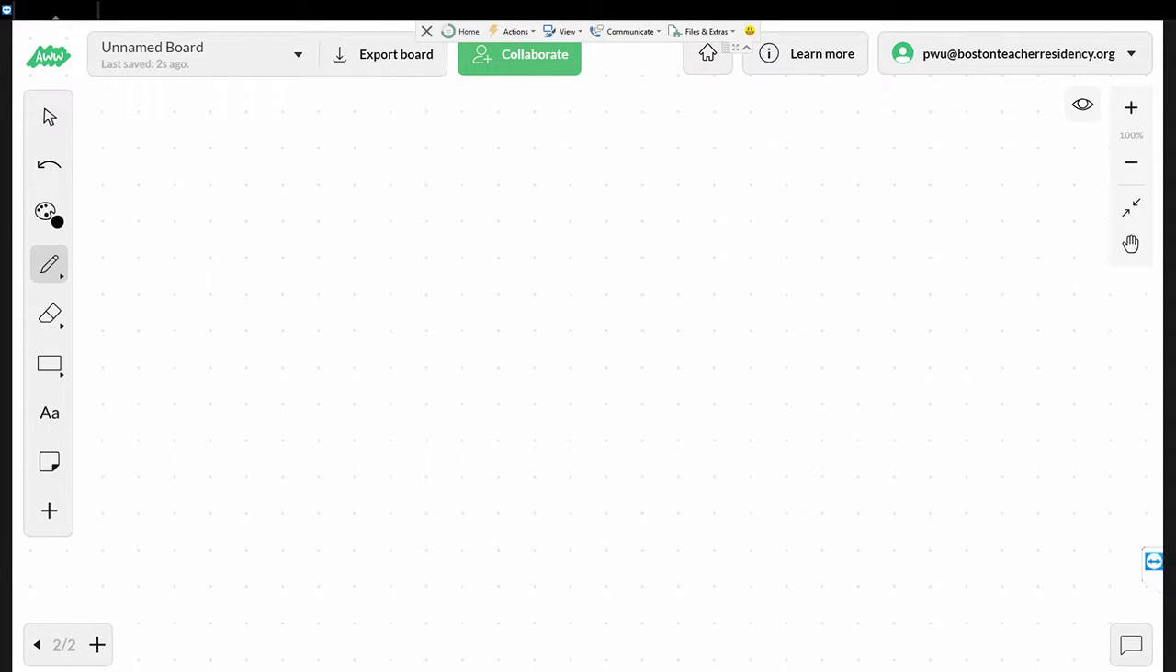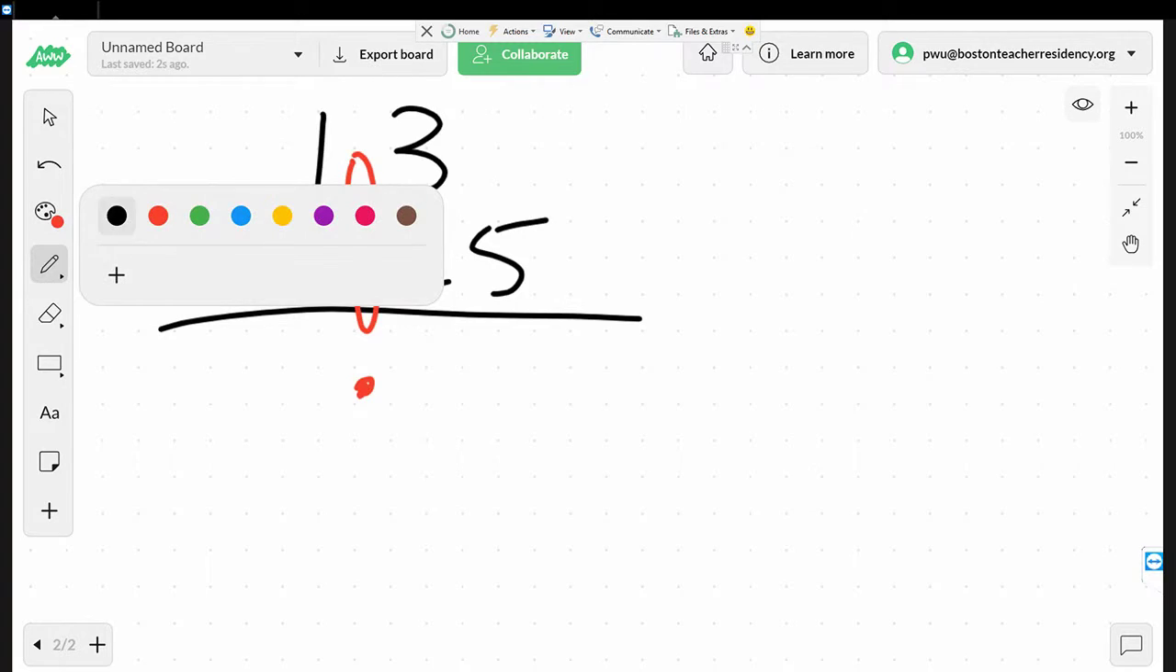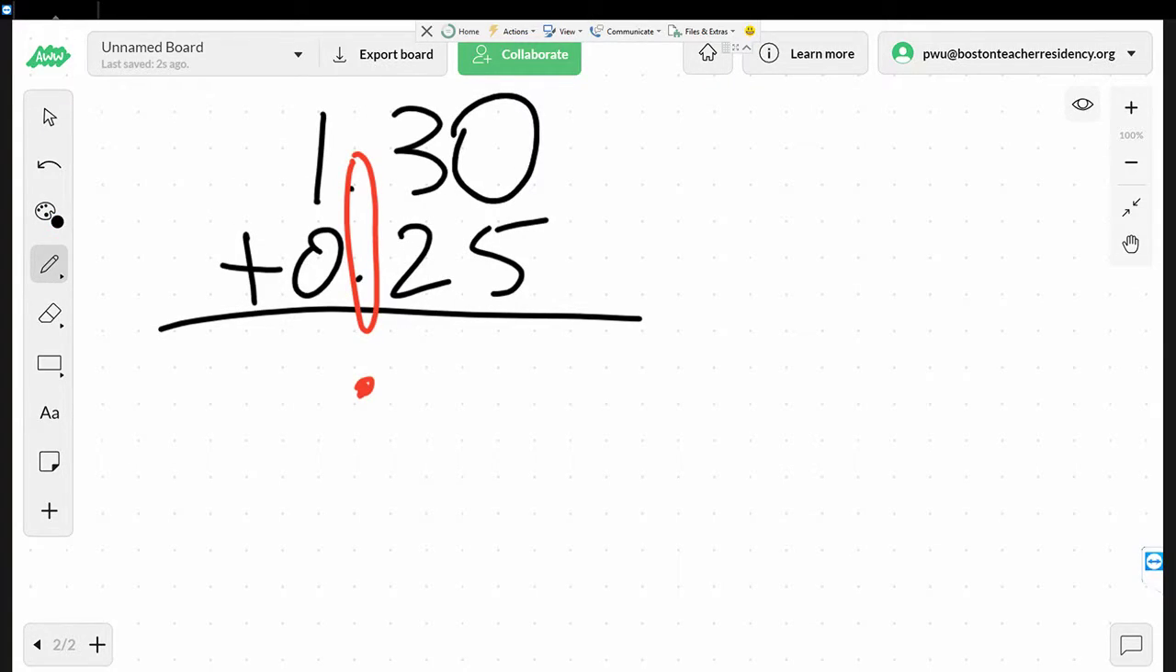So let's say 1.3 plus 0.25. The only important thing here is that your decimals are lined up and then you bring it straight down into your answer. Don't worry if there's an open space, because remember, you can always add zeros after the decimal. So we have 3/10 and 0 100ths plus 2/10 and 5 100ths. Because they're in the same place value, it works out.